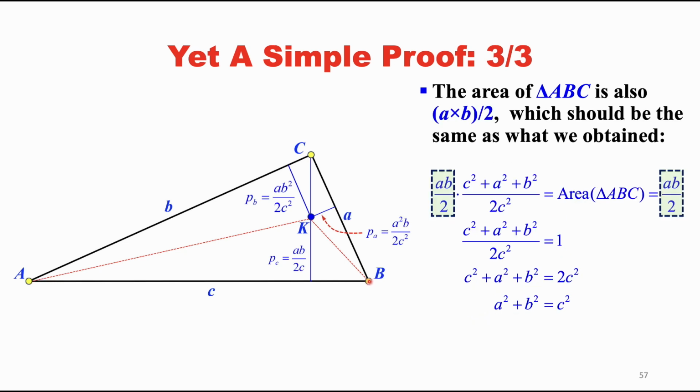And then the area of the triangle ABC is simply the product of A and B divided by 2. This is our method, and this is the obvious method. So this term cancels out immediately. We have 2c squared here, move to the right. This 2c squared cancels one of the c squared. We have the Pythagorean theorem.